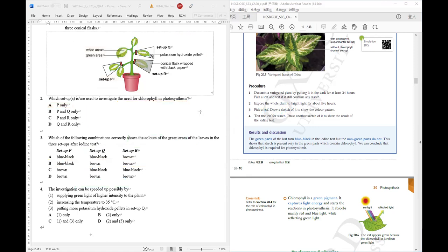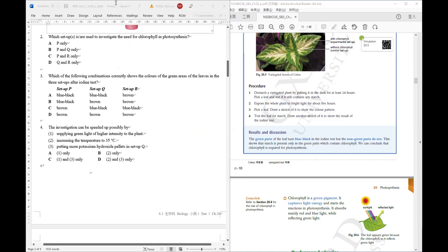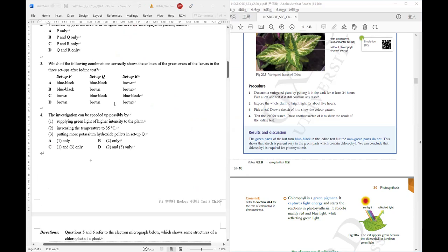Last one, question 4. How do we speed up the investigation? Let's talk about question 2 and 3 first. Statement 2: increase to 35 degrees, so the enzyme becomes more active. Okay, so 2 is correct.